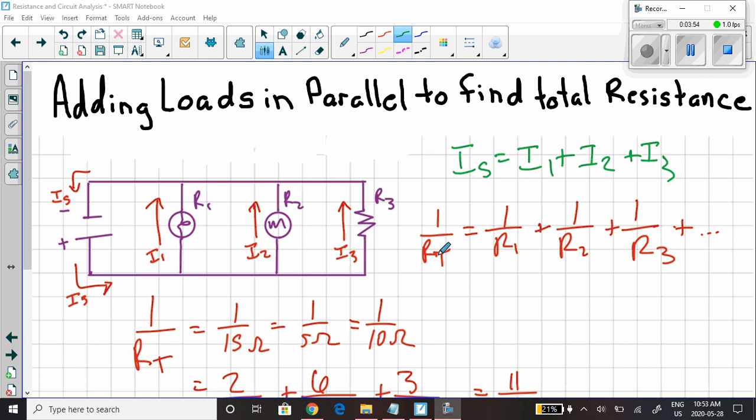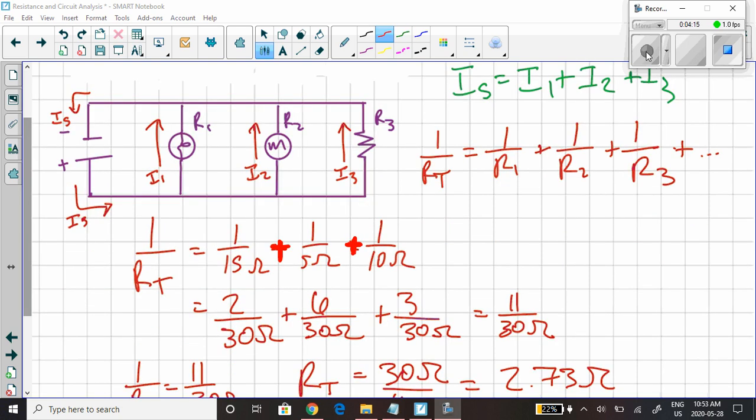Remember R_T, T is for total. So it's an inverse sum. So 1 over the total resistance, which is what we want to calculate, is equal to 1 over the first resistance plus 1 over the second resistance plus 1 over the third resistance. And if there were more, we would just keep on going. So let's continue here. So we add them up. 1 over our total is equal to 1 over 15 ohms plus 1 over 5 ohms plus 1 over 10 ohms.